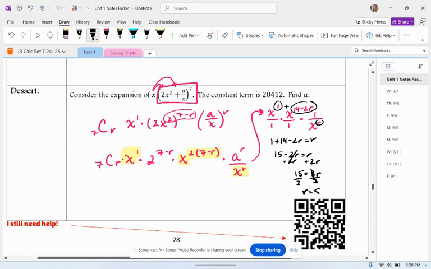All right, so we've got r is equal to 5. Cool, so let's use that in our formula that we set up right here.